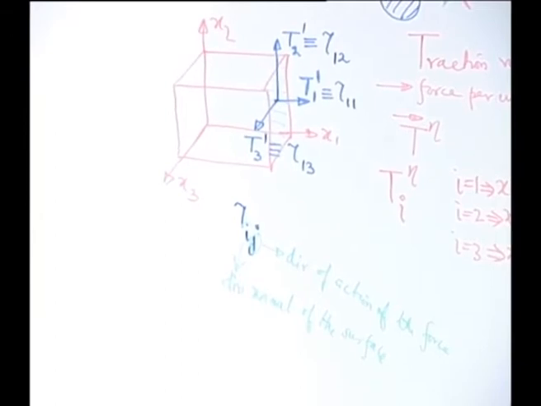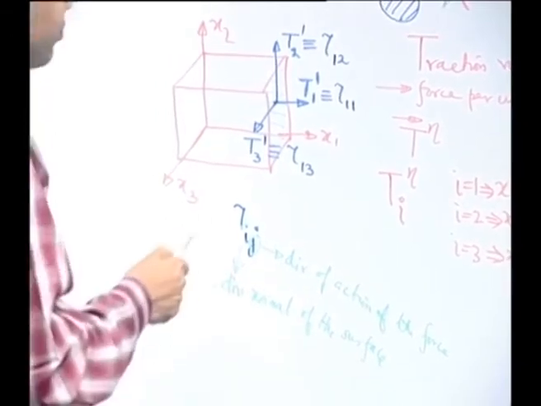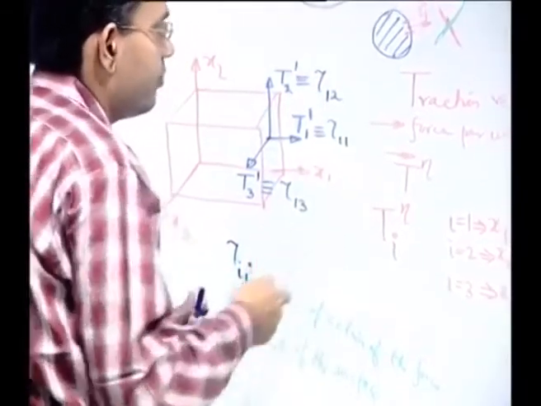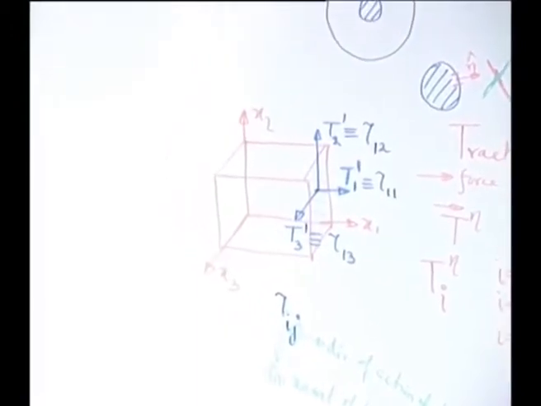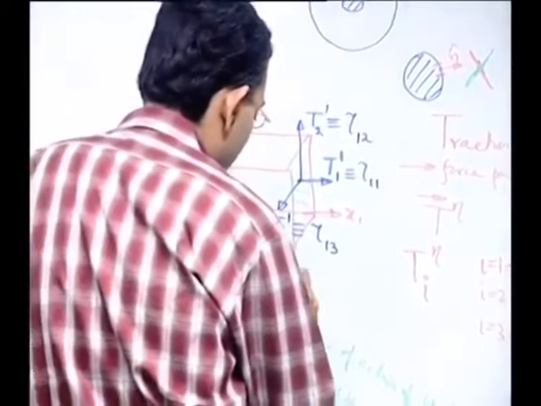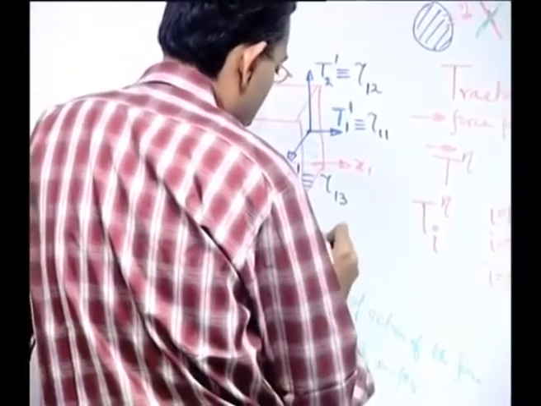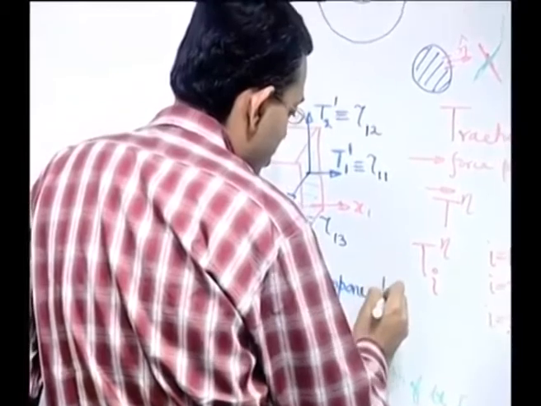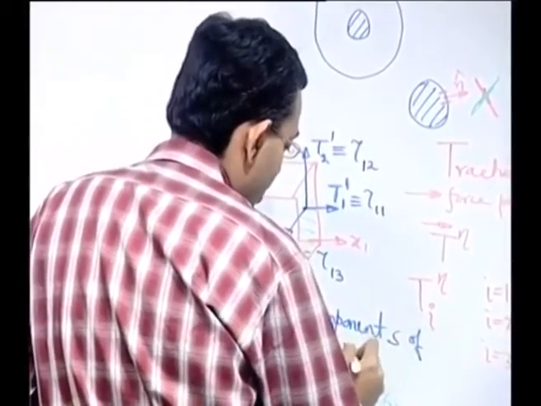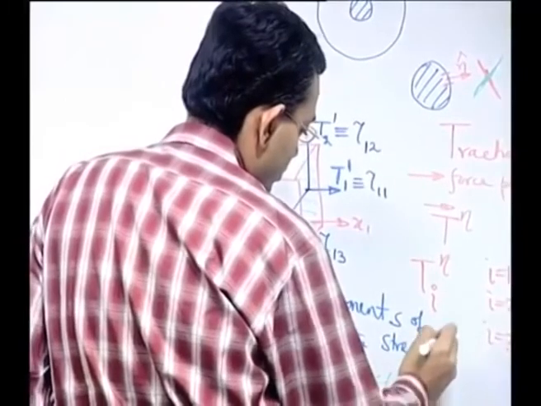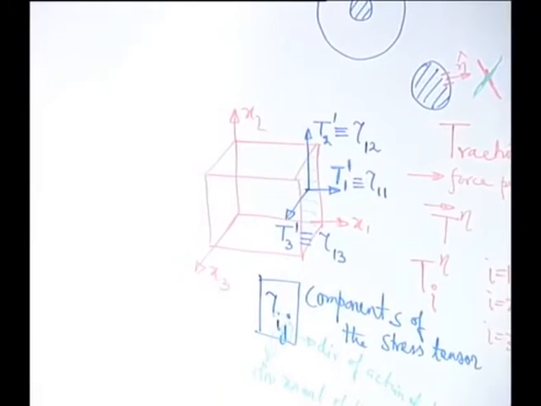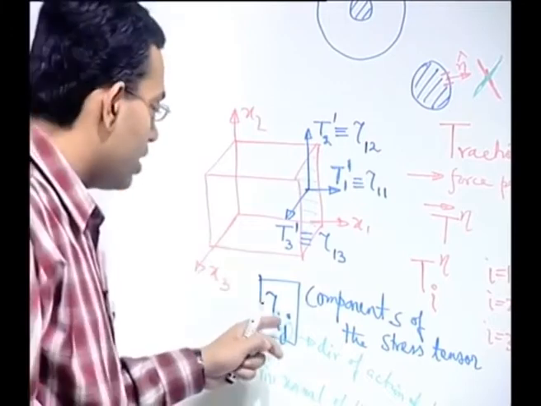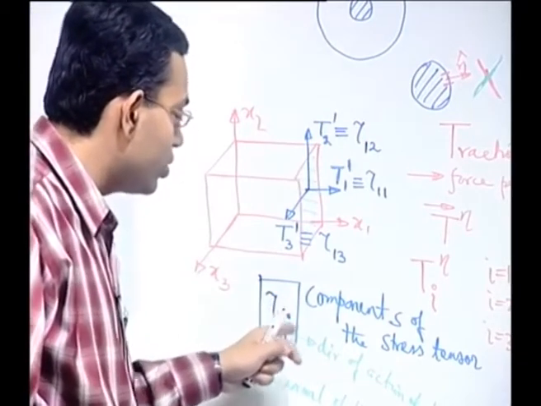So with this understanding, we can clearly make out that when we are writing this tau ij, these are formally called as components of the stress tensor. So let us make a note of that. So this is nothing but components of the stress tensor. So you require two indices I and j. Then what is the requirement for the two indices?